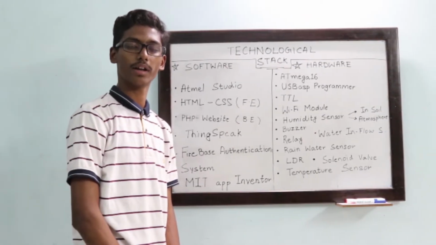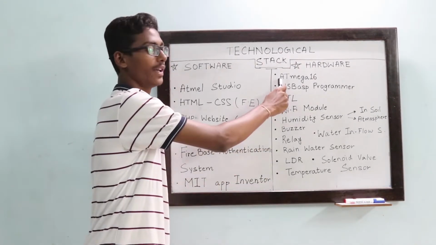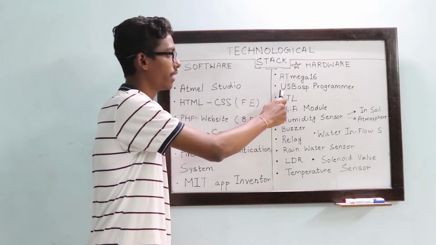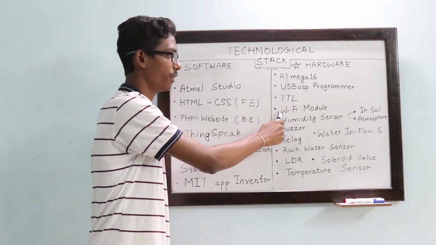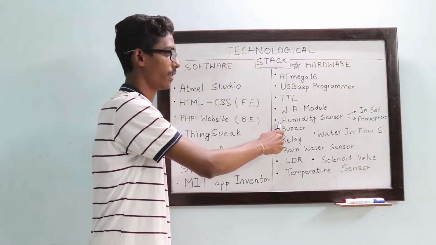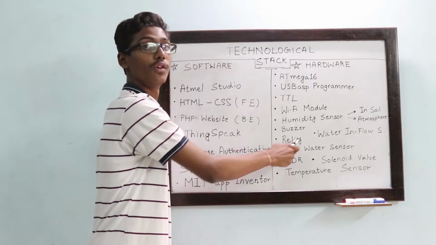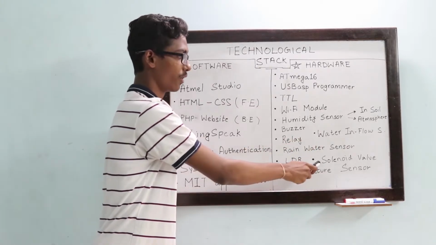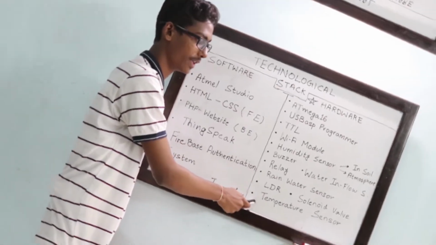Let's have an overview of our hardware part. Firstly, we have Atmega 16 microcontroller, USB ASP programmer, TTL, Wi-Fi module, humidity sensors, which are of two types, in soil and atmosphere, buzzer, relay, water inflow sensor, rainwater sensor, LDR, solenoid valve, and lastly temperature sensor.